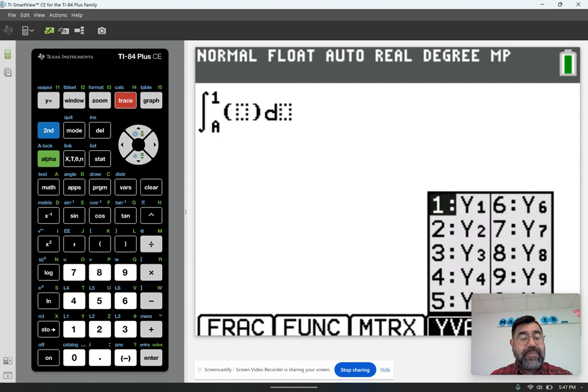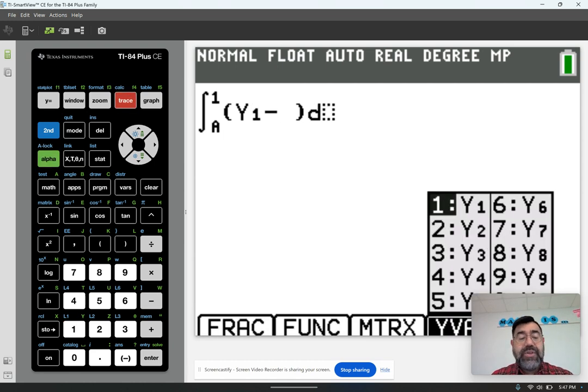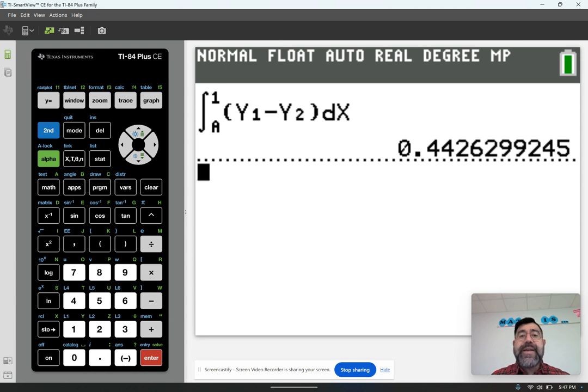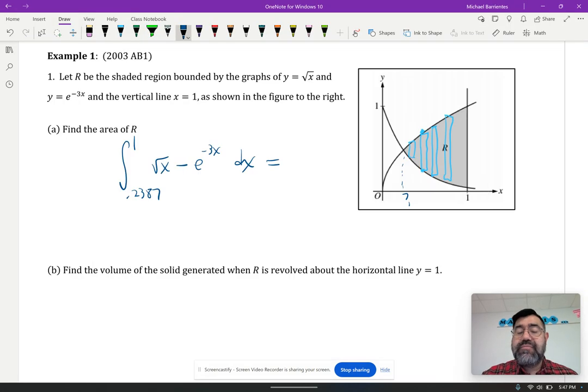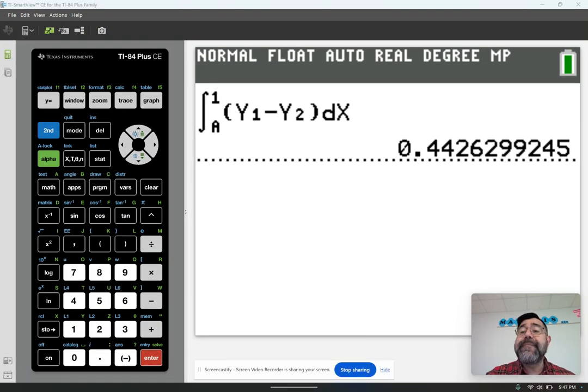So let's get back into here. Alpha trace, put the equation y1 minus, put the equation in y2, and then this is with respect to x. Bammo. There's my answer. That's the area of that shaded region. That's two-dimensional measurement, right? Area. 0.443. So that's about that. Great. Got that out of the way.